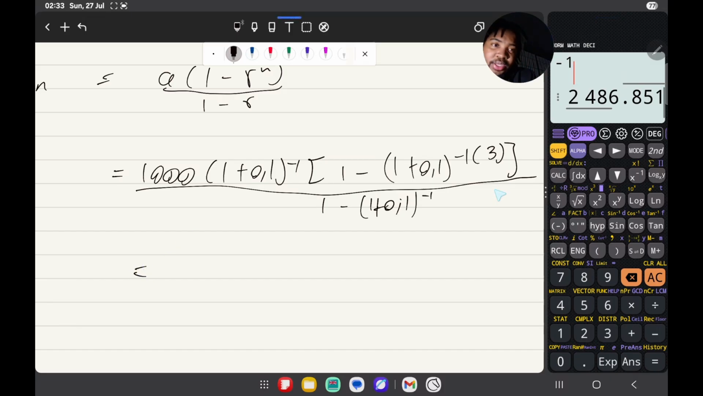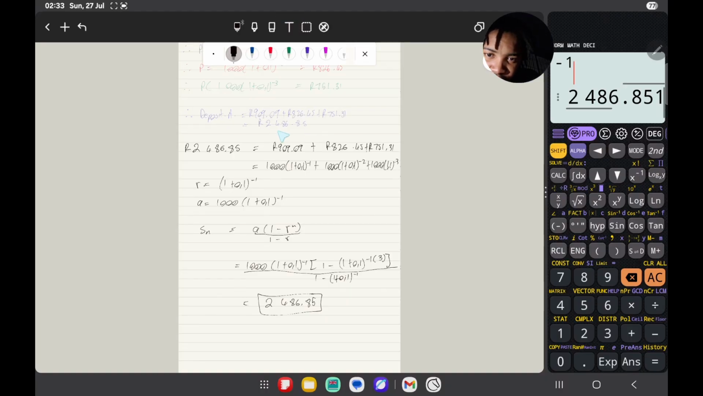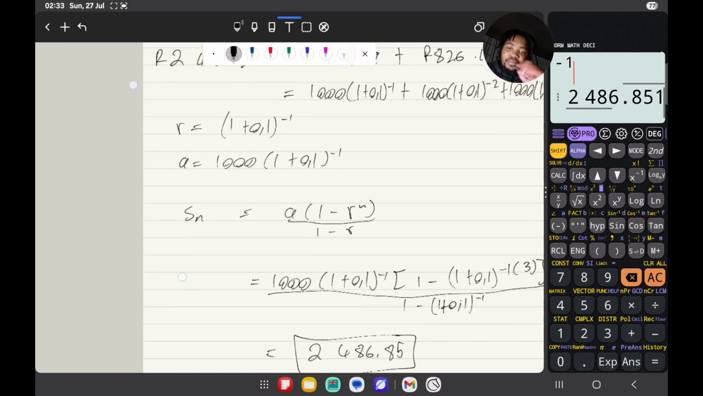When you put exactly this whole thing in the calculator, you get 2486.85. I want us to look at this value and compare it to the answer we got, 2486.85. Here's the value we got, and there's the value we get when we use this formula. So what does that mean? This means now we have arrived at the derivation of the formula. What does that mean?